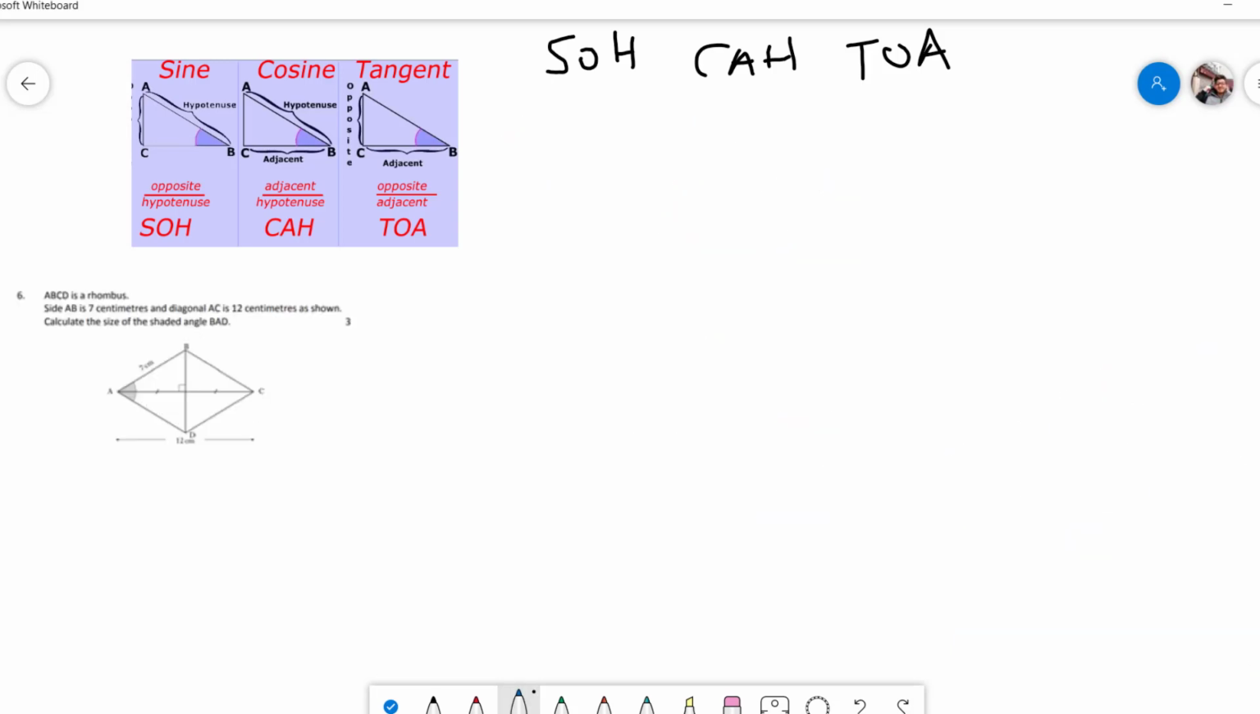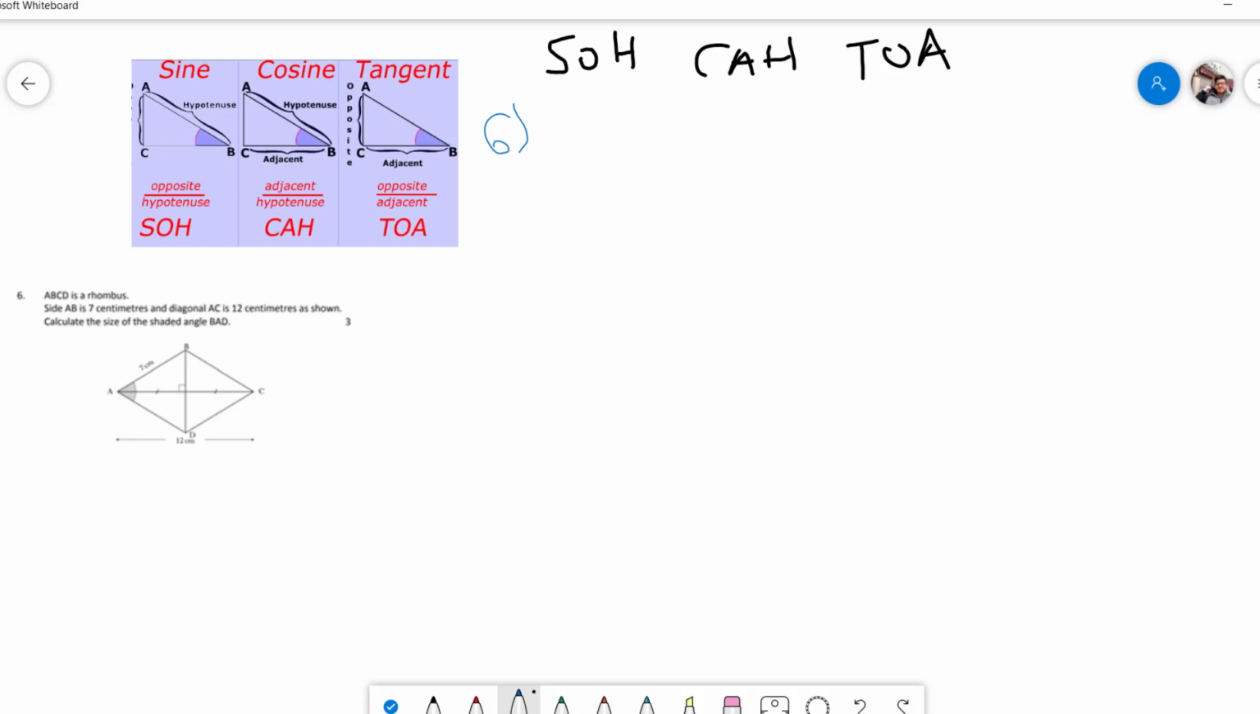Last but not least, we have question number 6. ABCD is a rhombus. Side AB is 7 centimeters, and diagonal AC is 12 centimeters. As shown, calculate the size of the shaded angle BAD.